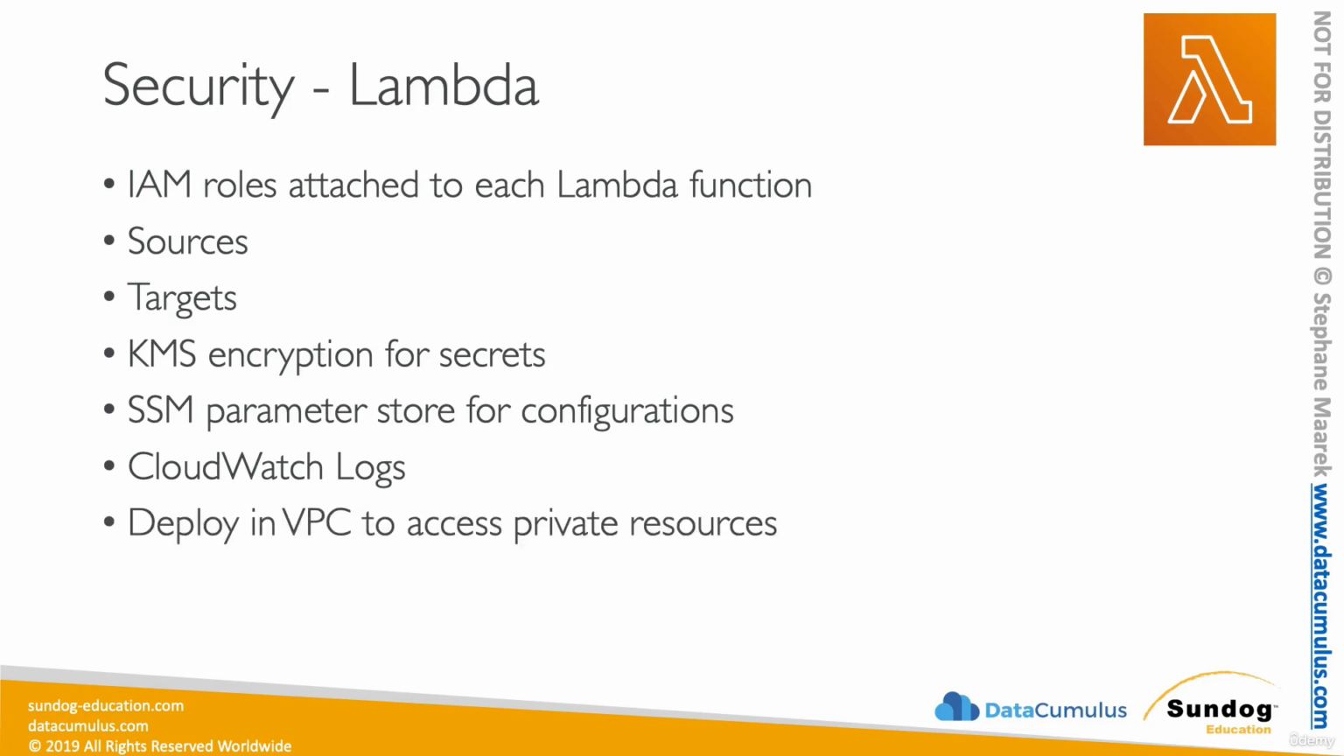And you can deploy your AWS Lambda functions within your VPC in case you need to access resources from within your VPC. So we saw before that RDS is deployed within your VPC. If you need a Lambda function to basically interact with your RDS database, you would deploy your Lambda function directly into your VPC privately.